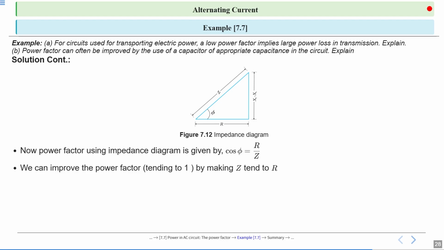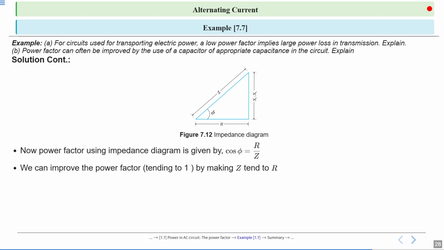How can we improve the power factor? Power factor lies between 0 and 1. So how can we make the value of power factor nearly 1? If we are making the value of Z near to R, if we are changing the value of impedance and making it nearly equal to R, so cos phi will start tending to 1. If Z tends to R, then cos phi tends to 1.